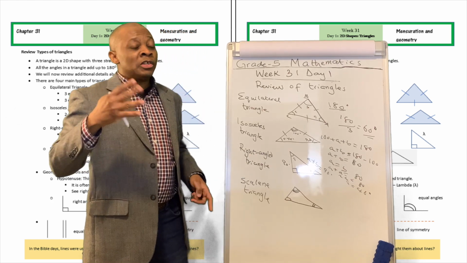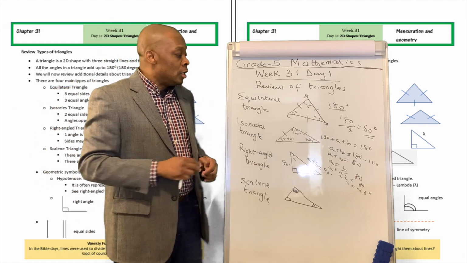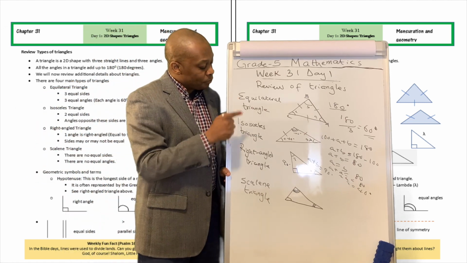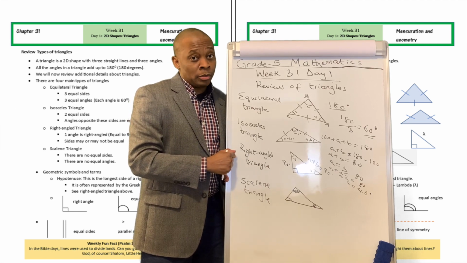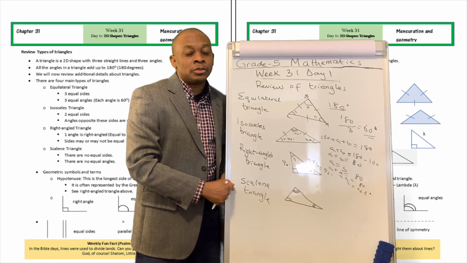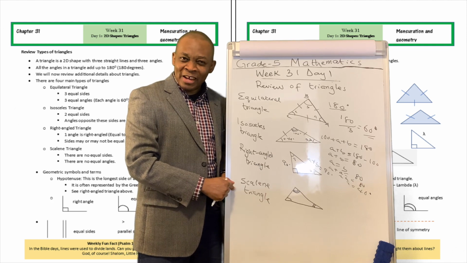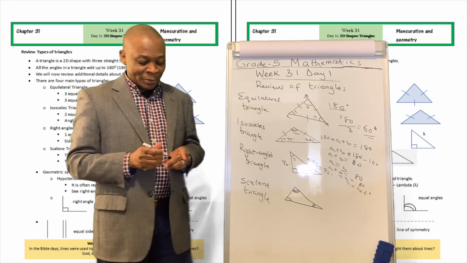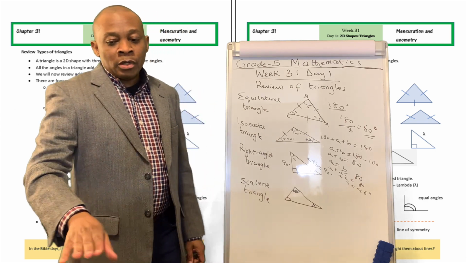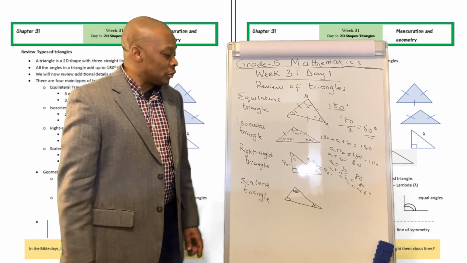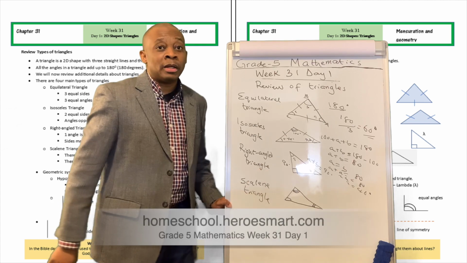All right, so four different types of triangles, please remember: equilateral triangle, isosceles triangle, right angle triangle, and a scalene triangle. All right, can you remember that for me? I sure hope so. All right, so please go ahead and turn to page number 210. You are going to see additional things over there to remember what we just talked about a little bit better.